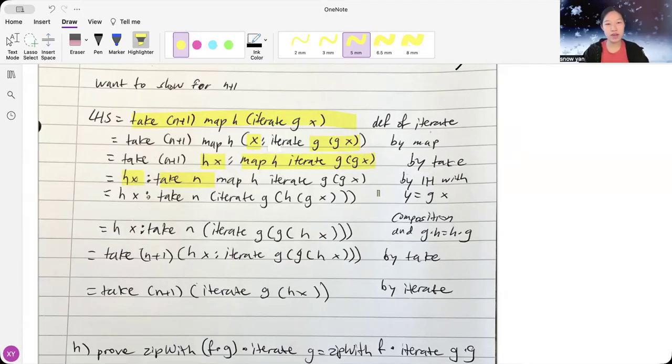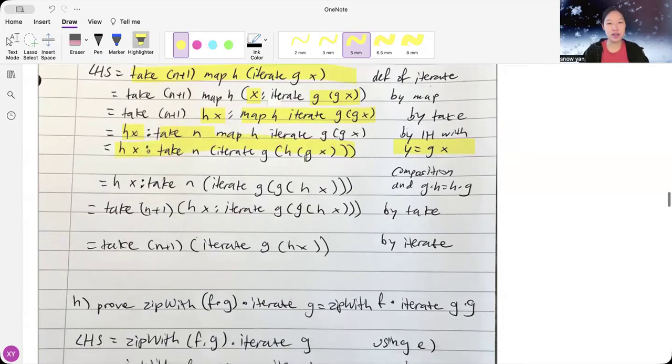And then I see that I'm finally back to my induction hypothesis form, except with y equal to g of x. So hence, I would just apply it and change the left-hand side now to the right-hand side, except with g of x as my y. And then I know that by composition and also by g of h is equal to h of g, I can rearrange this to be iterate of g of h of x, so that I change it slightly from this form.